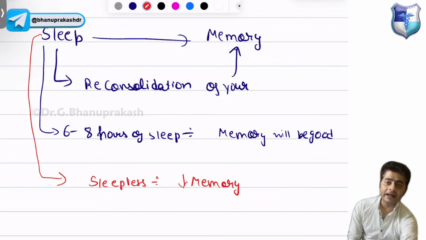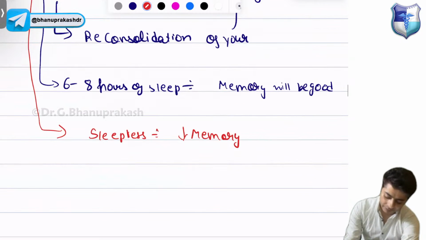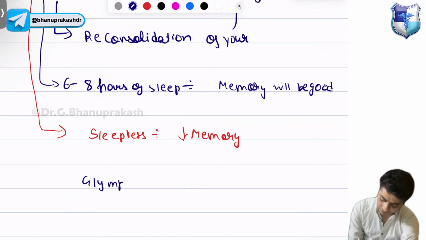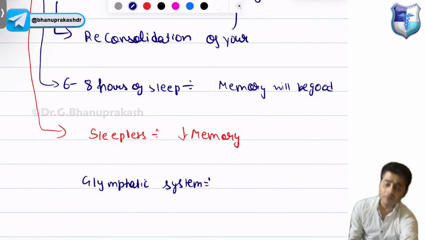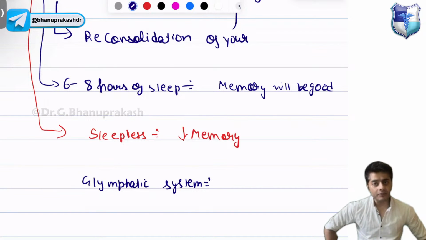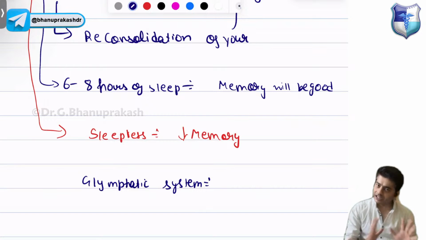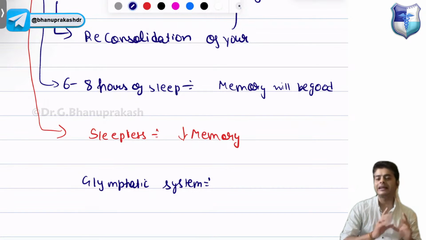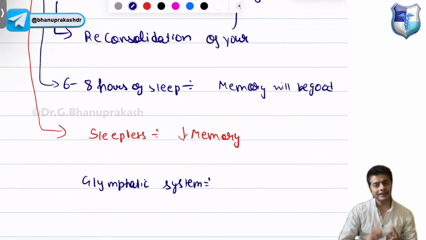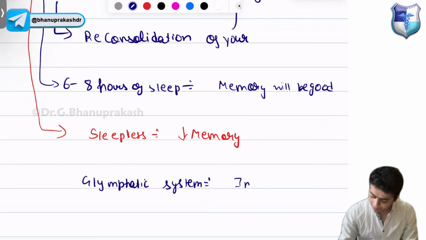Your memory decreases because there is a concept of the glymphatic system. Like in the body there is a lymphatic system, in the brain there is a glymphatic system which clears your brain, especially in sleep. So if you are not sleeping properly, your brain will not be cleared properly, and it will impair your memory.